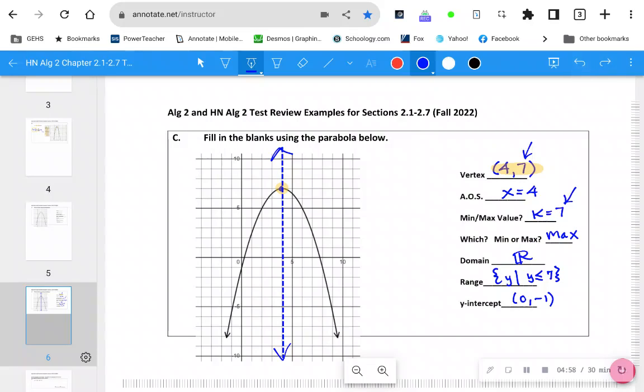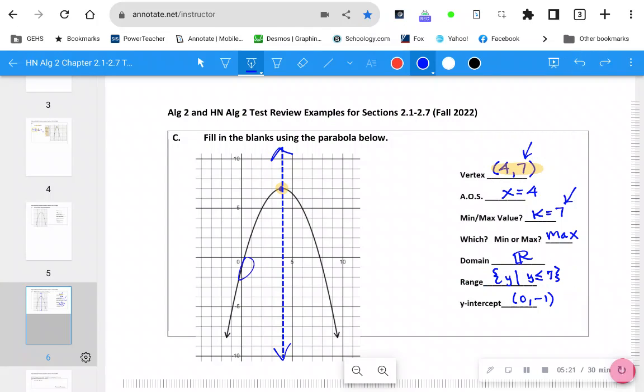The x's on this graph, the domain, is all real numbers since it goes forever to the right, forever to the left, and everywhere in between. The y values on the graph, known as the range, are as high as 7, but then all the other y values are below 7. So less than or equal to 7, and you see the correct format there.